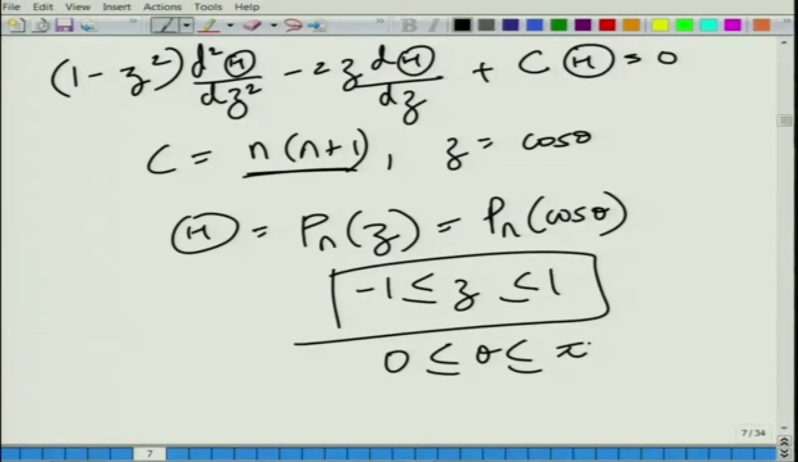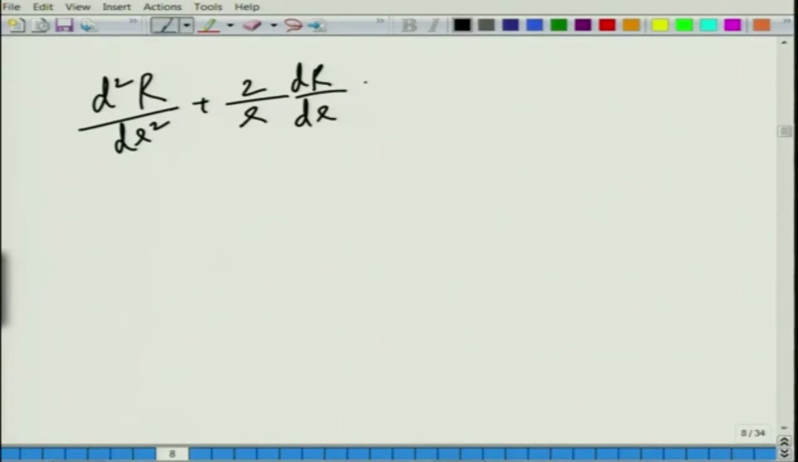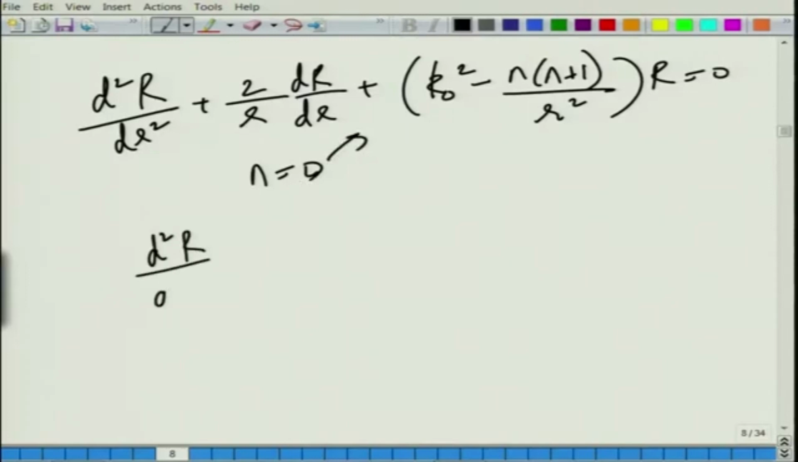Now, it so happens that once we decide on a particular n value, the radial part of the spherical wave equation turns out to be, after some simplifications, the following. So we get the following. When we substitute n equal to 0 in the above equation, we will get the following.